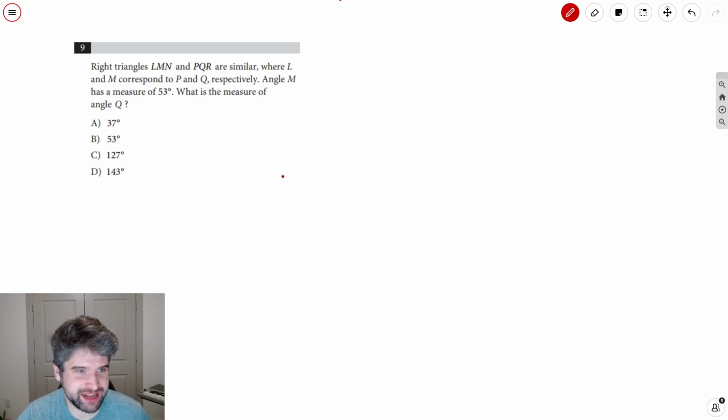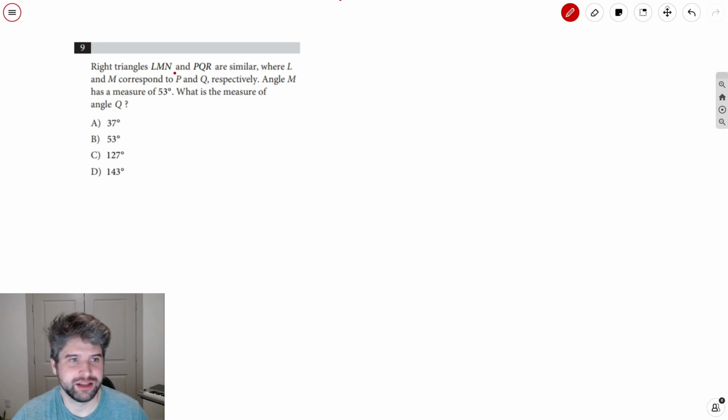All right, question number 9 says, right triangles LMN and PQR are similar, where L and M correspond to P and Q respectively. What does respectively mean? It means that L corresponds to P and M corresponds to Q. All right, so angle M has a measure of 53 degrees. What is the measure of angle Q?